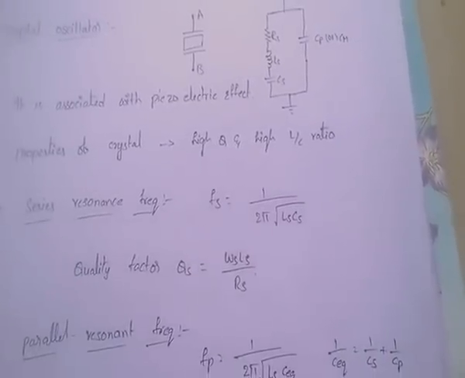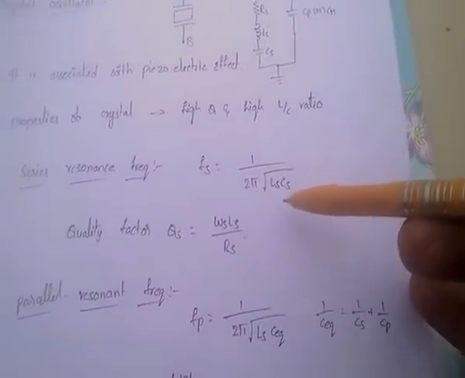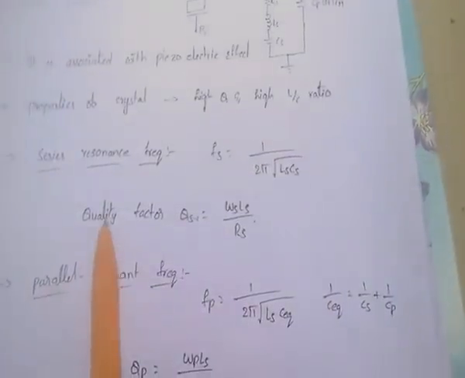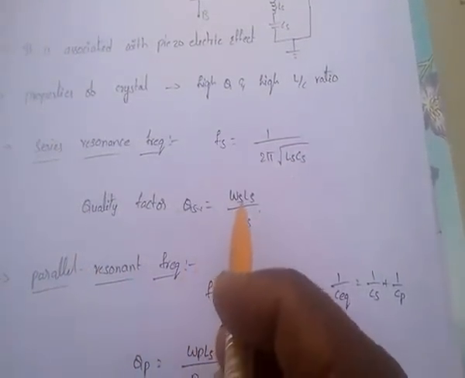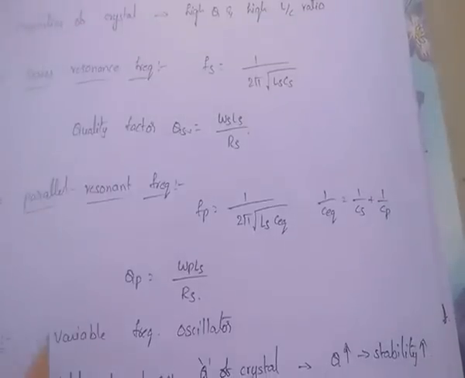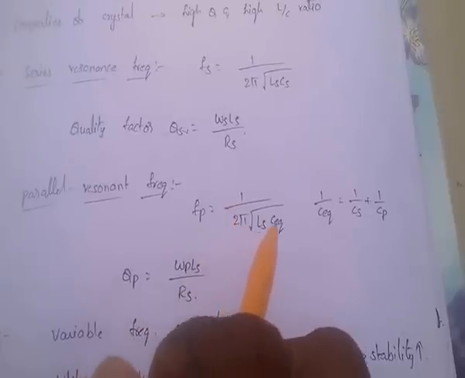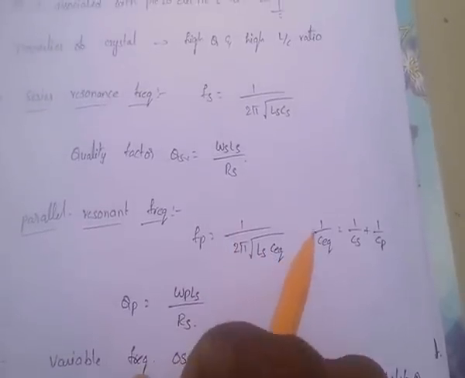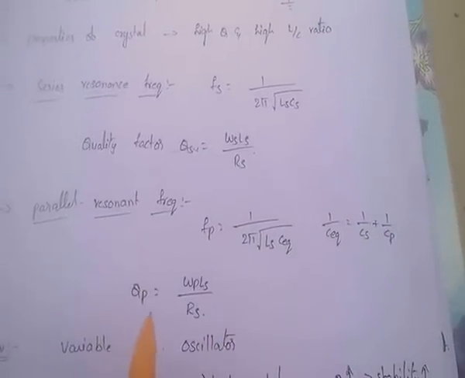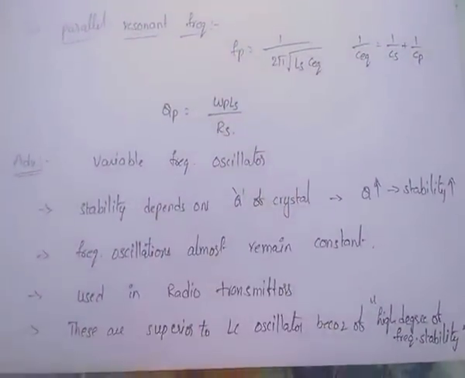And in case of series resonance frequency, Fs equal to 1 by 2π into root of Ls into Cs. And quality factor for this, Qs equal to omega s Ls by Rs. And for parallel resonant frequency, Fp equal to 1 by 2π root Ls into C equivalent, where 1 by C equivalent equal to 1 by Cs plus 1 by Cp. Here Qp equal to omega p Ls by Rs. And it is also a variable frequency oscillator.